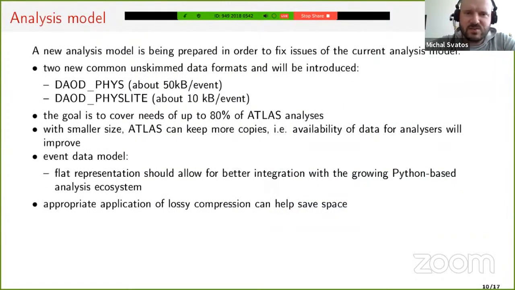To solve this, there's a new analysis model in preparation, which proposes two new formats, which are DAOD PHYS and PHYSLITE. PHYS having about 50 kilobytes per event and PHYSLITE about 10. Of course, not all analyses can be covered by this, but the majority should be using these formats. And also for analyzers, this has the advantage that with smaller size, we can keep more copies, so the availability for analyzers will improve. On a side note, it is planned to be rather flat, so it can integrate better with the Python-based analysis ecosystem. And on another side note, there's investigation of the application of lossy compression, which could save space, but it's tricky to not affect the physics in the input files for the analysis.